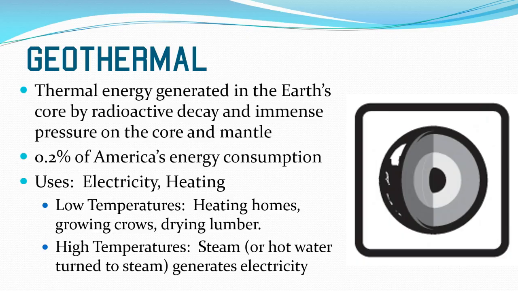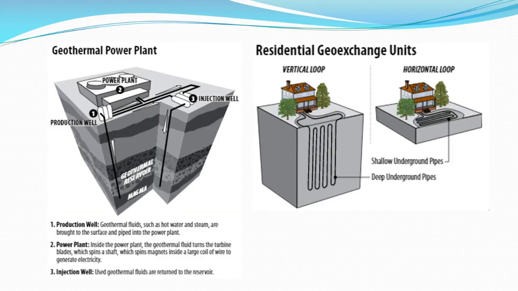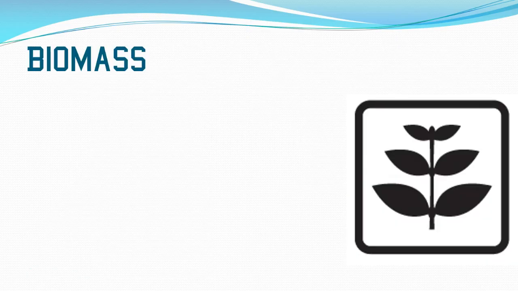So for low temperatures, heating homes, growing crops, drying lumber. High temperatures, the steam, so when the water gets hot enough that it turns into steam, we can use that to spin an electrical generator. Thermal energy starts below the earth and either comes up to a power plant or, like we see in the residential geoexchange units, the heat comes up and it's used to heat the house. We can either generate electricity or harness that thermal energy as thermal energy.